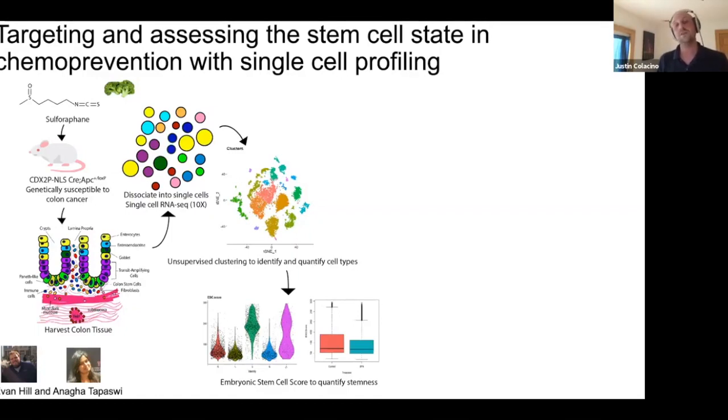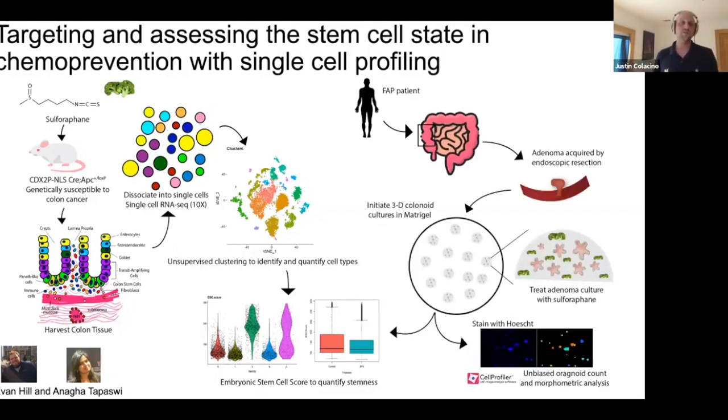And what's really nice about these data is we can now look on a cell type specific basis to understand how these chemopreventive compounds are acting. We can also look at a more holistic level, like, hey, across all of the epithelium, do we see differences in the so-called stemness state?